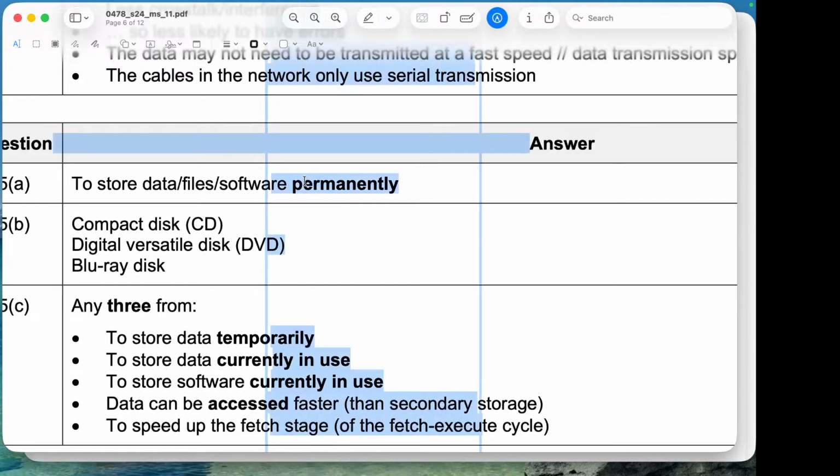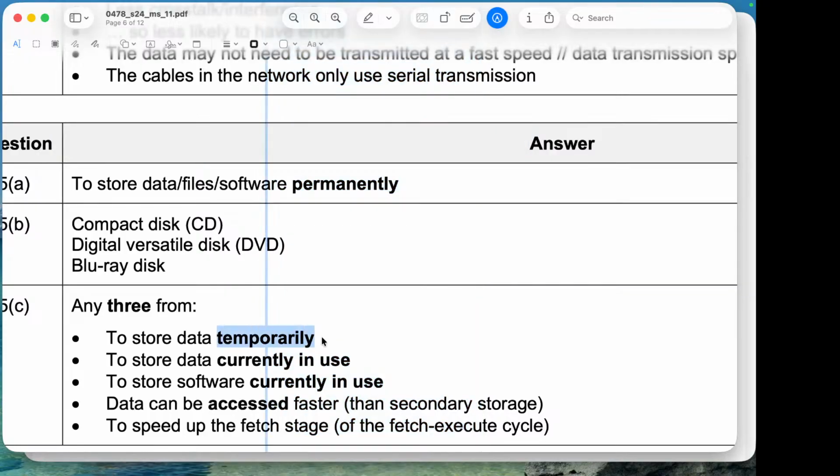If a word's in bold, by the way, I don't know if I've said that before. I think I might have done. If a word's in bold, it means that's their preferred term. It doesn't mean you have to say it. If they're after an exact term, it would be underlined and in bold.